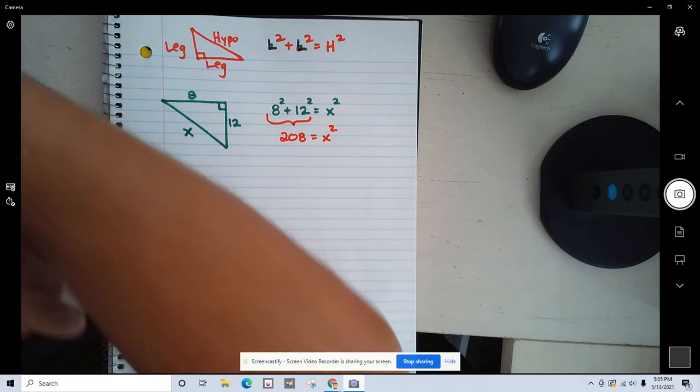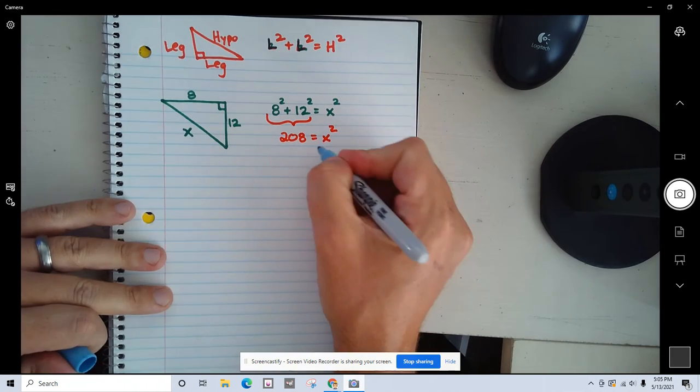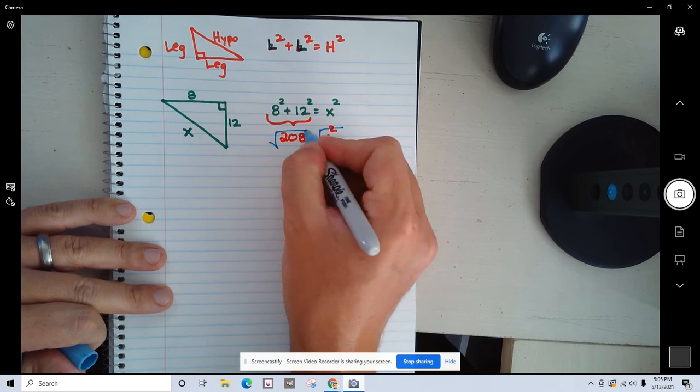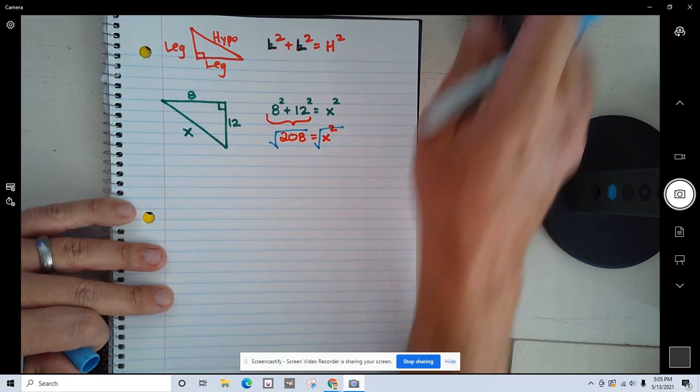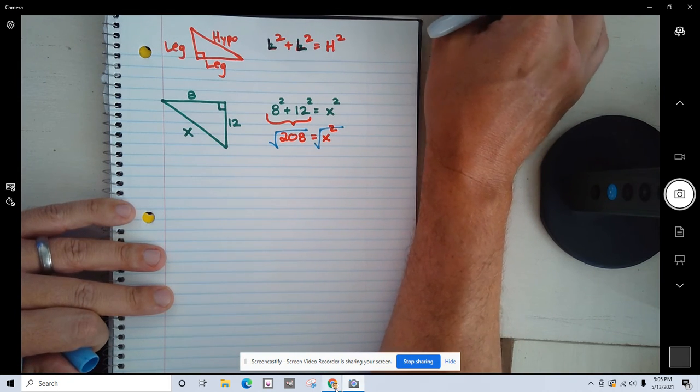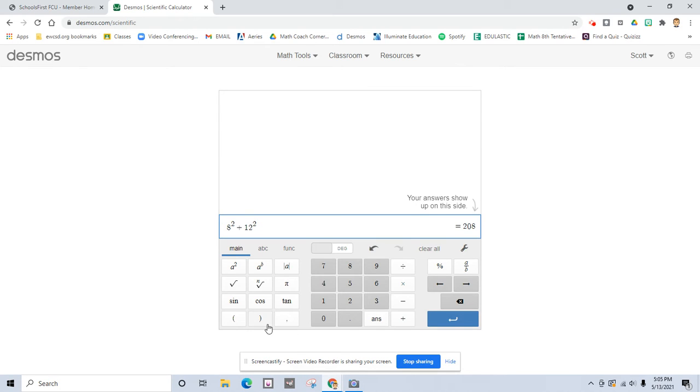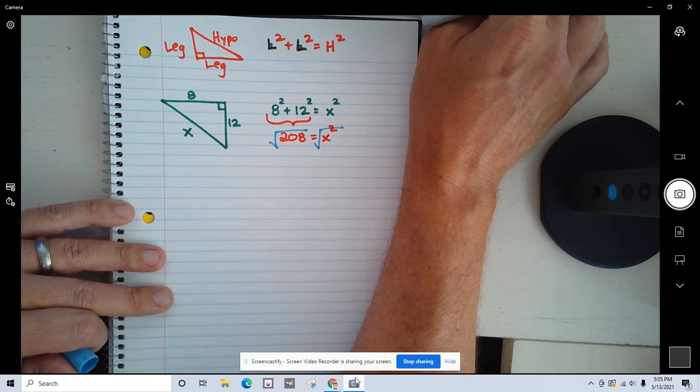How do you go about doing that? You have to square root both sides. Go back to your calculator. Your calculator is always available for you. All right, then we're going to go ahead and take the square root. So I'm going to hit enter. I'm going to hit the check mark and put 208. And what do I get? We can write 14.4. That's totally fine. 14.4.